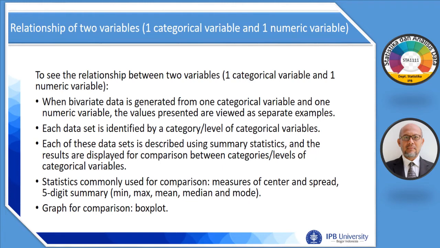The fourth: statistics commonly used for comparison are measures of center and spread, with the five-number summary. Remember, minimum, maximum, mean or average, median, and mode. You can also use graphs for comparison, for example, the box plot or stem and leaf plot.